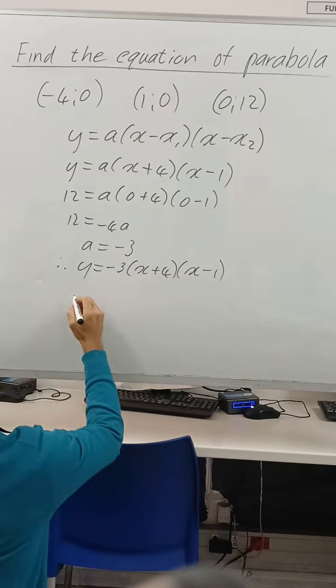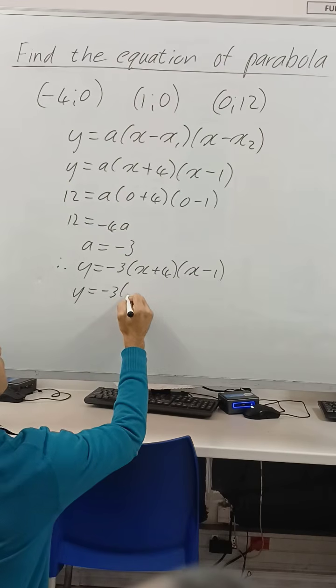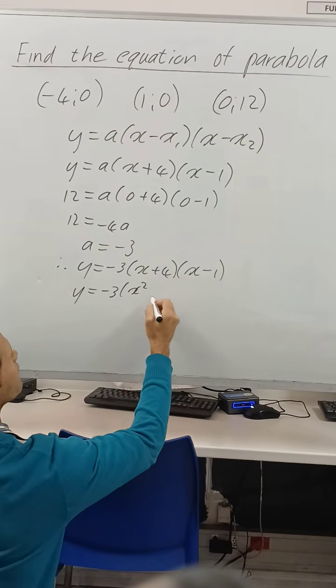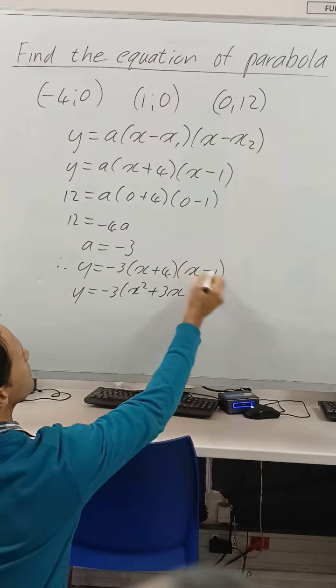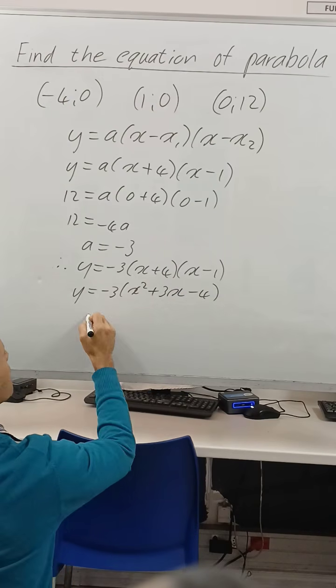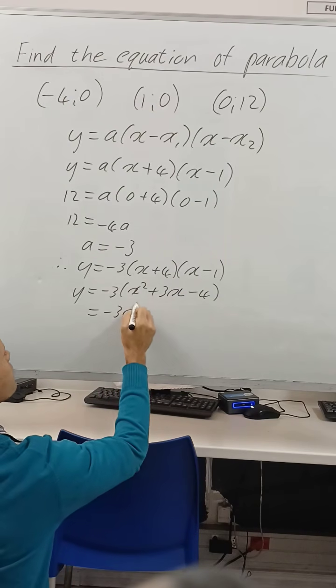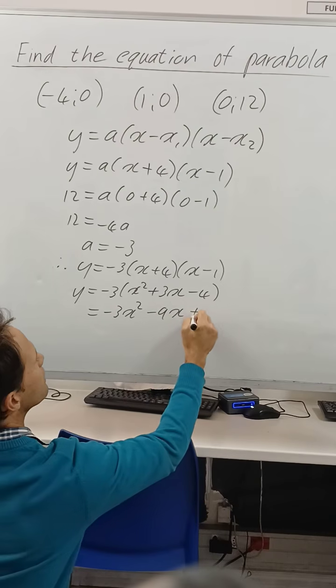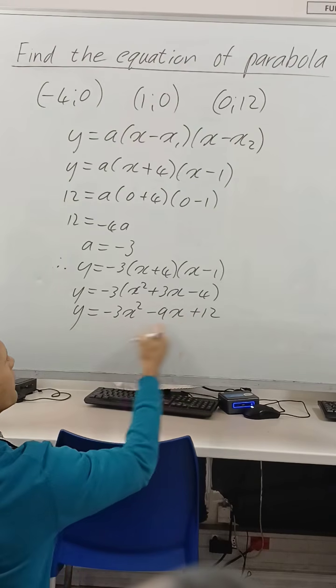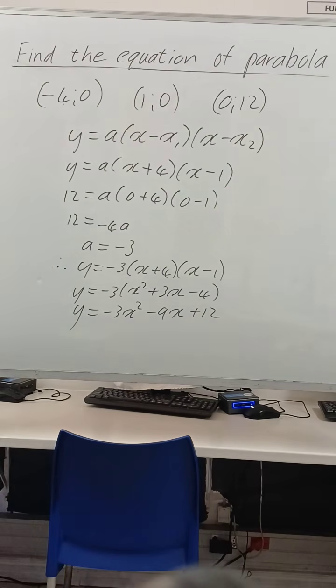And now you just simplify. Negative 3(x squared + 4x - 1x gives you + 3x - 4). Multiplied in, negative 3x squared minus 9x plus 12. And there's the parabola. Okay, the equation.